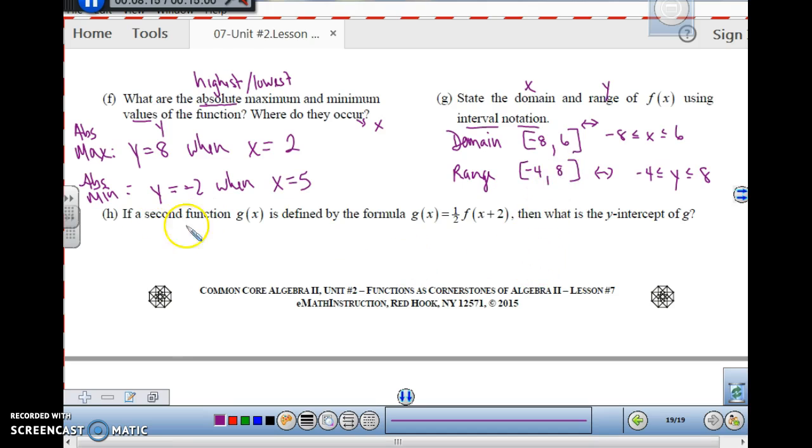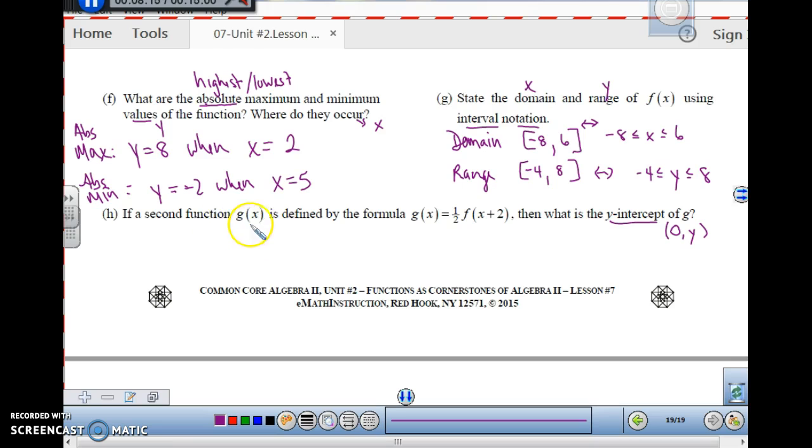All right. If a second function g of x is defined by the formula g of x equals 1/2 f of x plus 2, then what is the y-intercept of g? Well, we've got to think about this for a second. The y-intercept, what do we know about any point that is the y-intercept? Well, we know it will always be the point (0, y). X is always going to be 0.